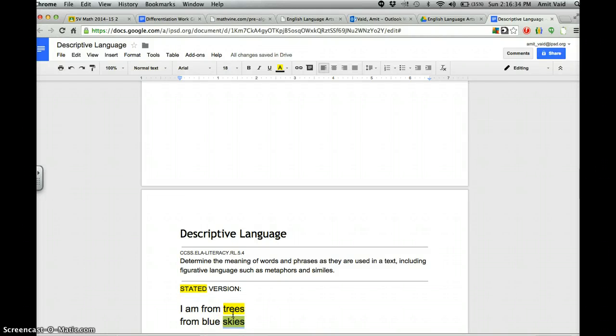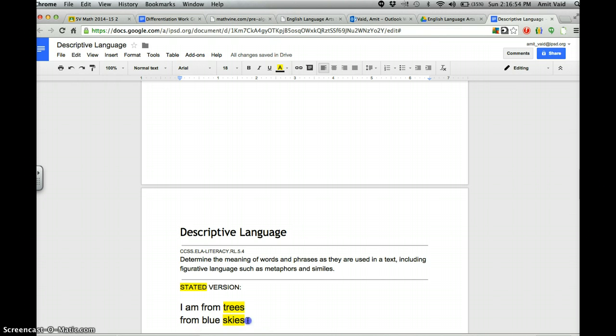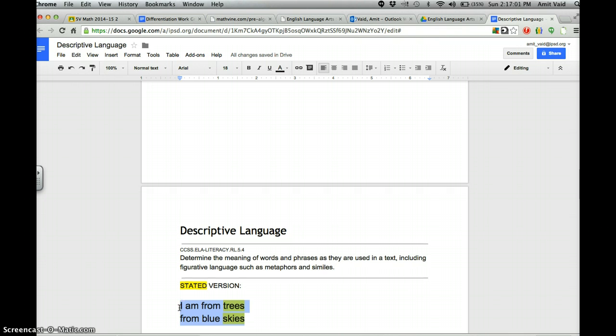The goal would be for us to try to use language that is more descriptive so that when we read this, we can actually picture the trees and picture the skies. The goal is for us to use language that's more descriptive so that we really understand what these trees are and what this sky is. We can understand what it is. So let me show you how I did this. I changed I am from trees, from blue skies to this.